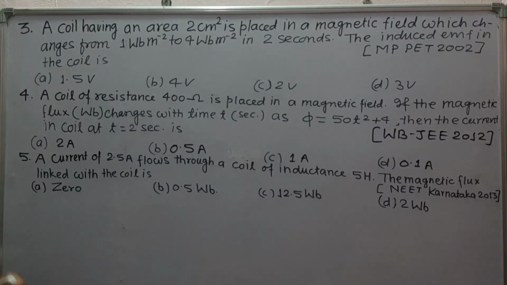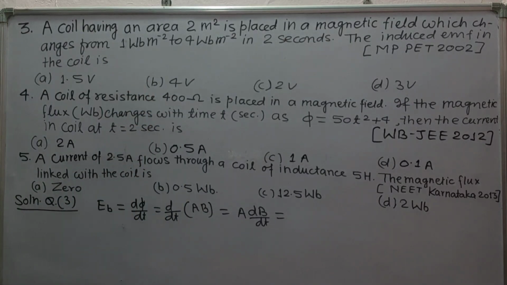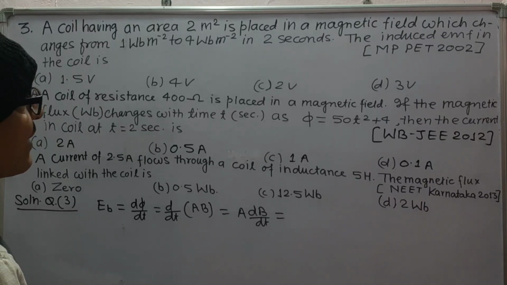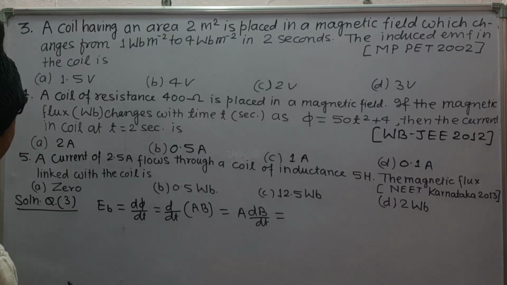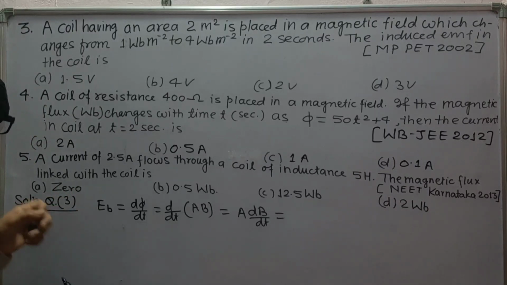Next question number 3. The question is, a coil having an area 2 meter square is placed in a magnetic field which changes from 1 Weber per meter square to 4 Weber per meter square in 2 seconds. The induced EMF in the coil is. Now solution to question 3.